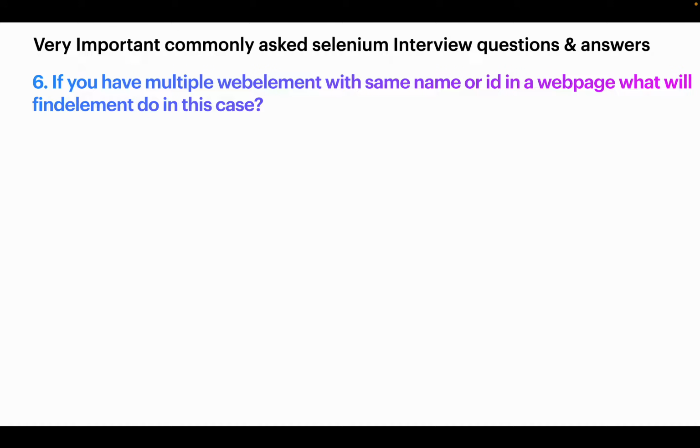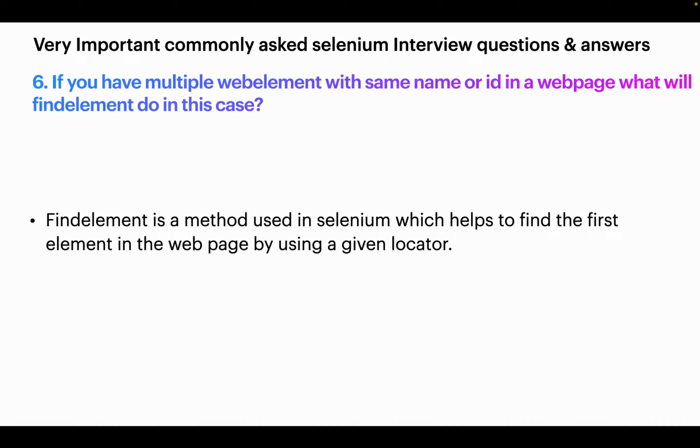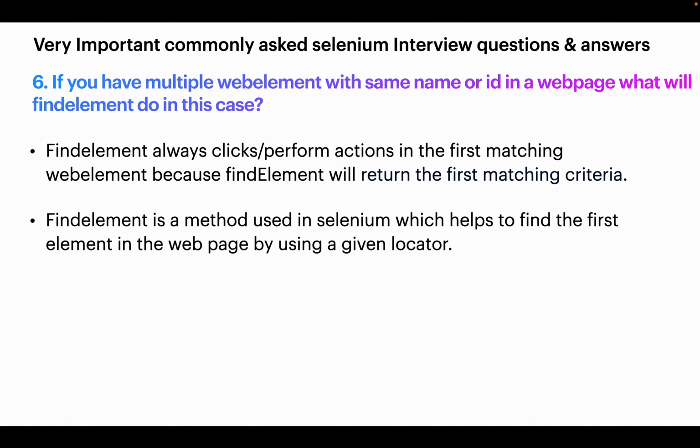The next question is, if you have multiple web elements with the same name or ID in a web page, what will findElement do in this case? Consider you have multiple web elements with the same name or ID. findElement basically performs the action on the first matching web element. There might be hundreds of web elements with the same name, but findElement only performs actions on the first matching web element.